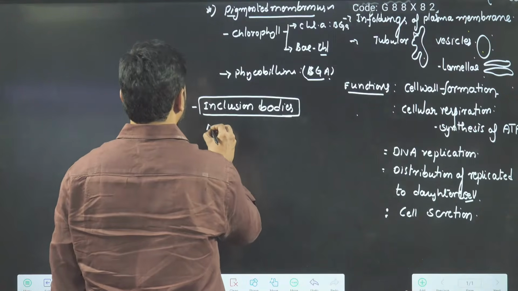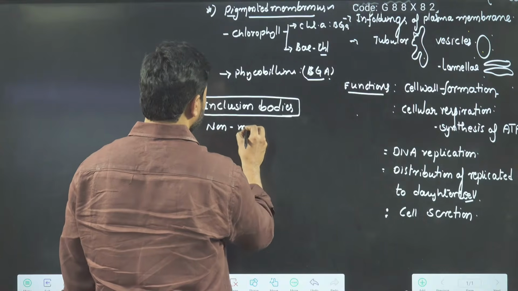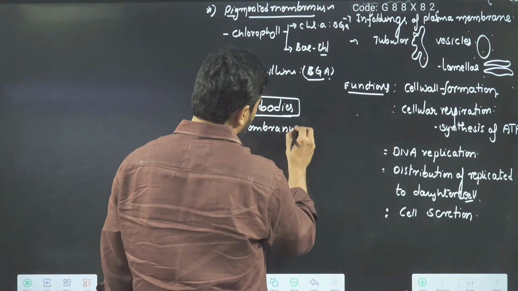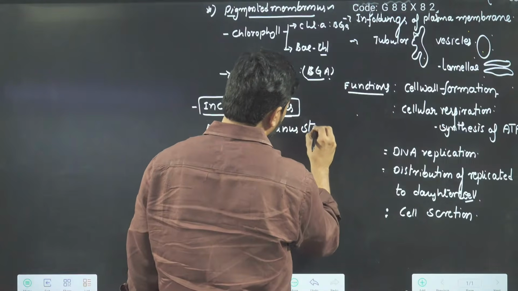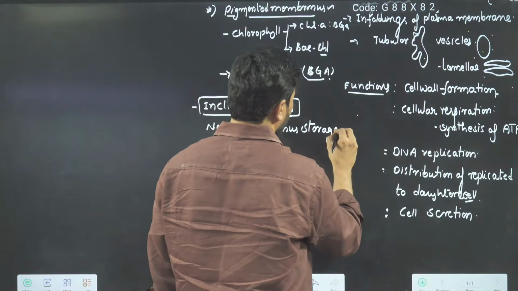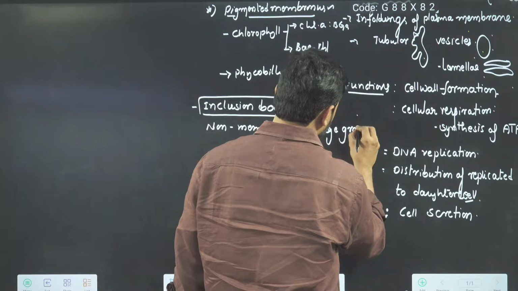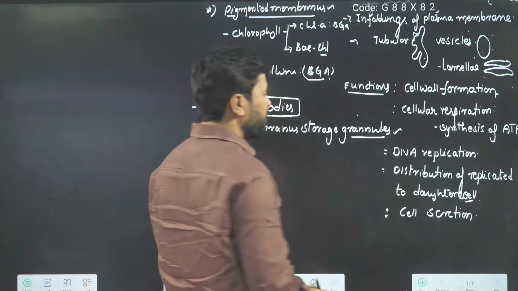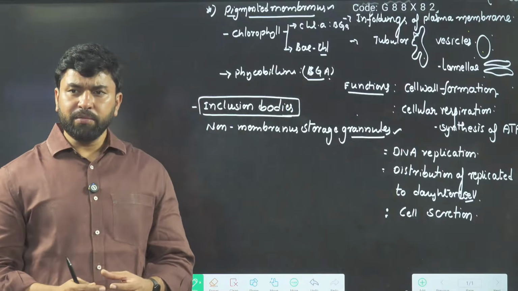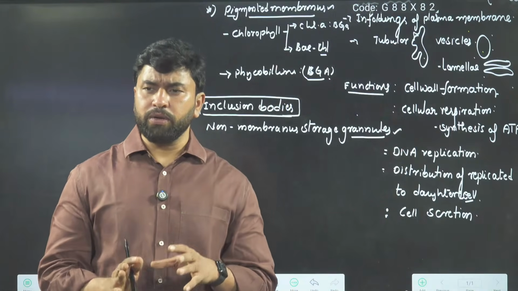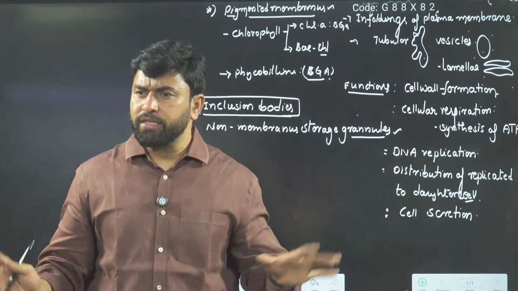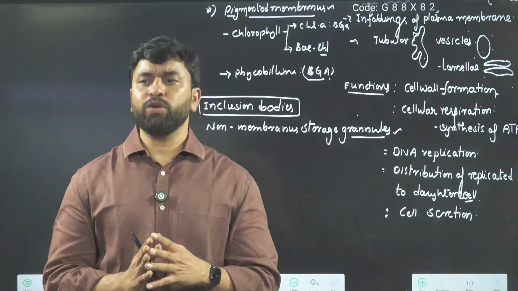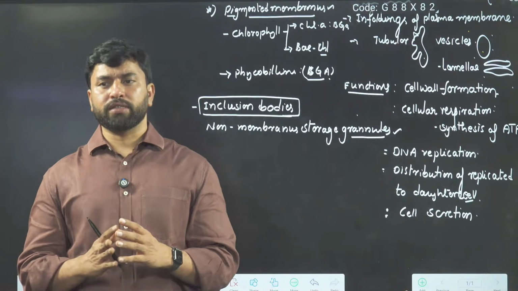These are non-membranous storage granules. They are just meant for storage. It doesn't mean that they store only something particular. Anything that is stored inside the cytoplasm of a prokaryotic cell is generally noticed as inclusion bodies.